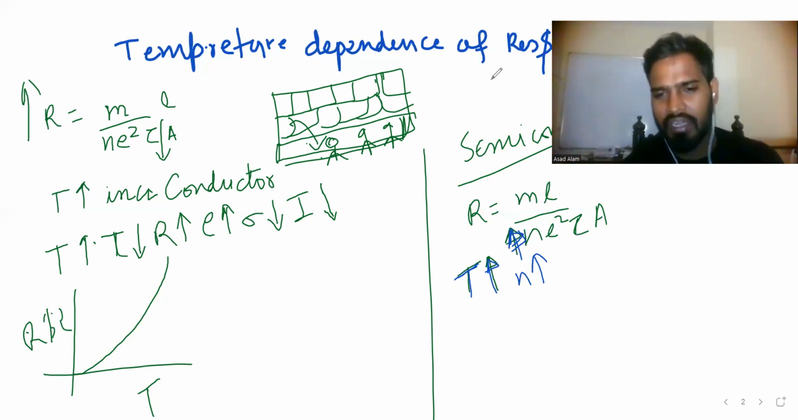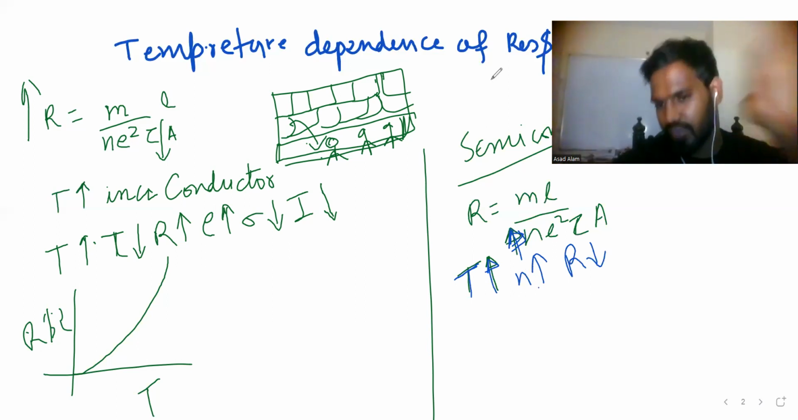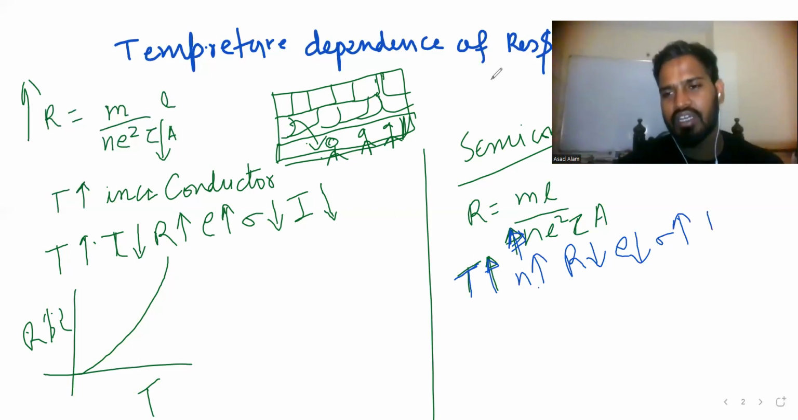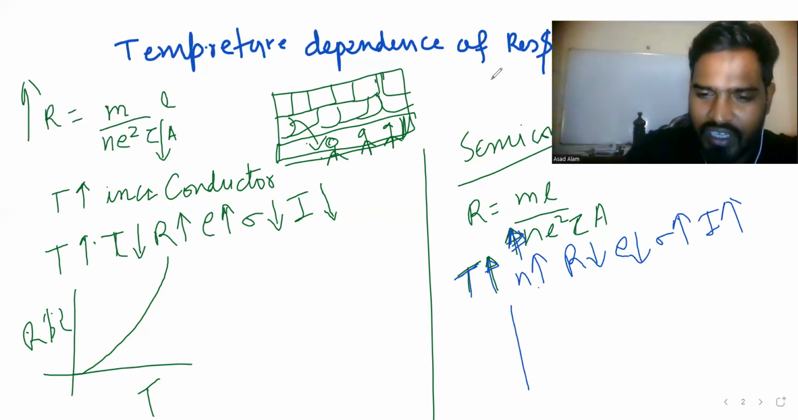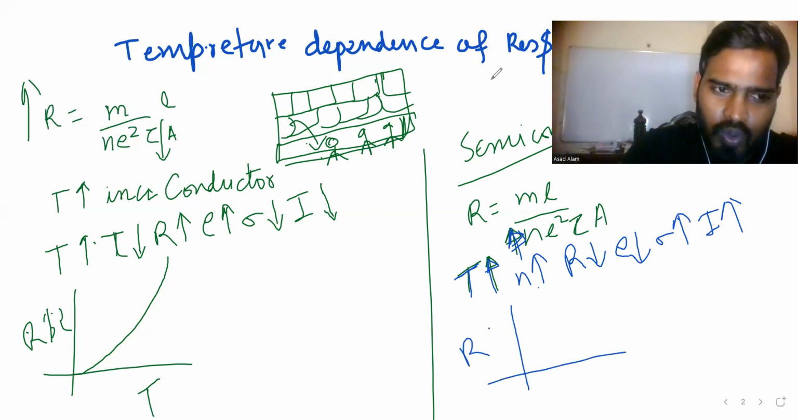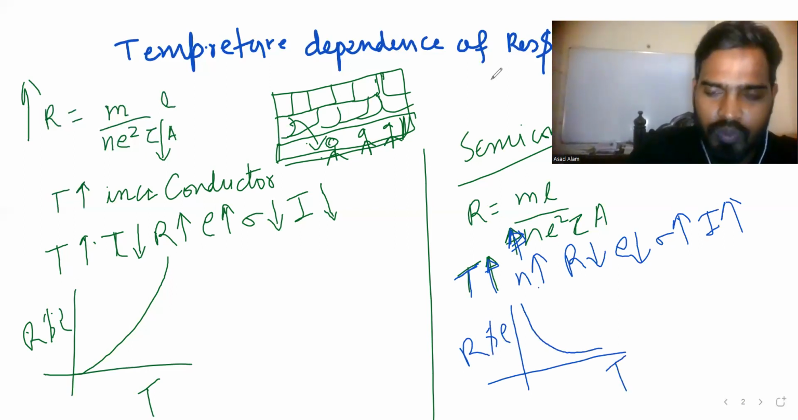In a semiconductor, there are two types of charges: holes and electrons. So both will increase. If temperature increases, the number of charges also increases, then resistance will decrease. If resistance decreases, rho will also decrease. Sigma will increase. Current will increase. So on increasing temperature in a semiconductor, current increases. So rho, sigma and resistance versus temperature decrease.